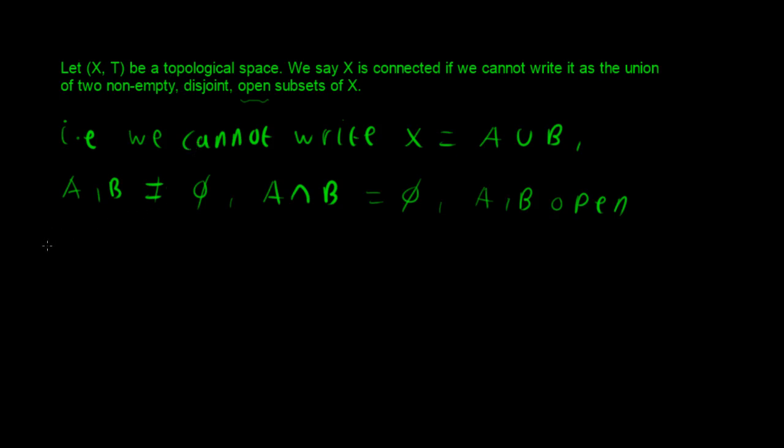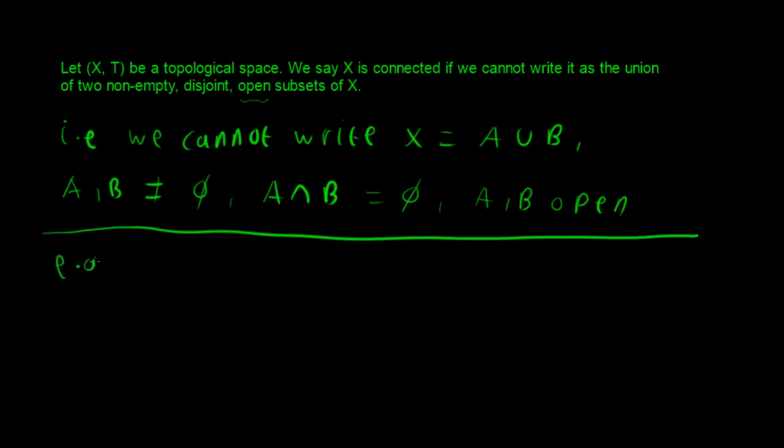Now, what about an example? Let me give you an example, which is going to be quite an easy one. It's going to be the indiscrete topology. So T is equal to X and the empty set. This is the indiscrete topology. The only open sets are X and the empty set. Is it connected? Yes, it is. Hopefully you can already see why.